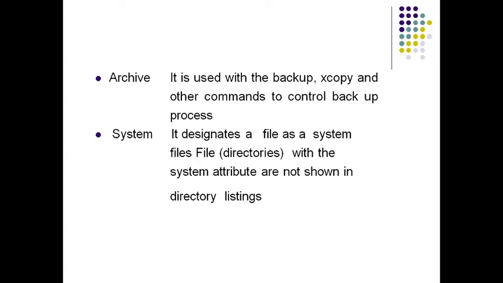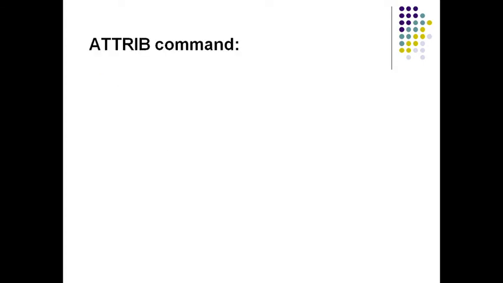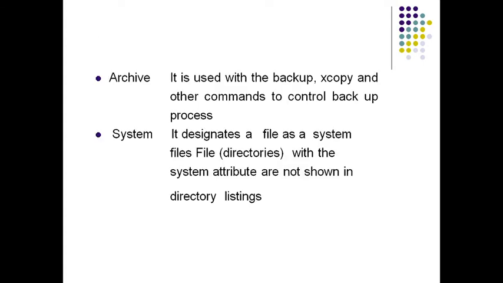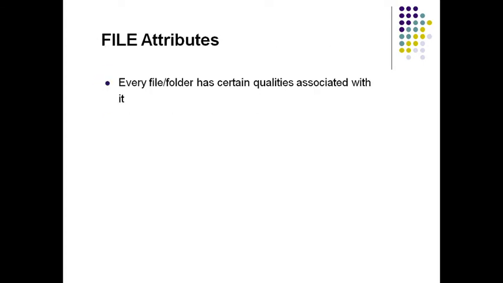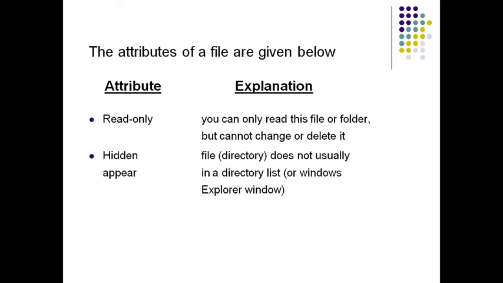Next, system. It designates a file as a system file. Files with the system attribute are not shown in the directory listing. Okay, students, so these are the attributes of a file. What are the file attributes? Qualities or characteristics are called file attributes.